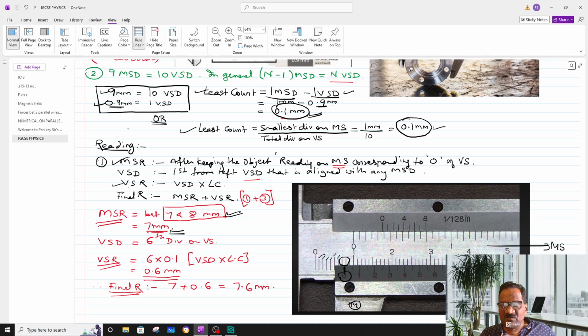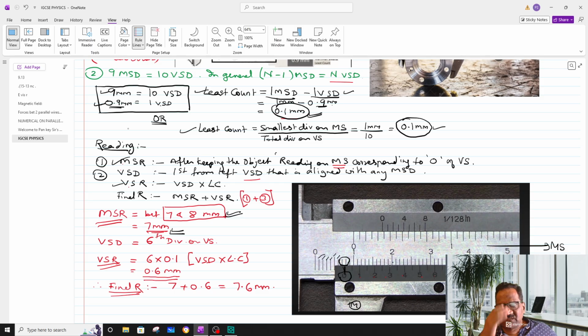So main scale reading you have understood how to find out. 7 millimeter is the main scale reading in this case. Now to find out the vernier scale reading, the second step is you have to find out the vernier scale division. This will help you in finding the vernier scale reading. What is vernier scale division? It is the first division on the vernier scale from the left that aligns with the main scale division, that you have to take.